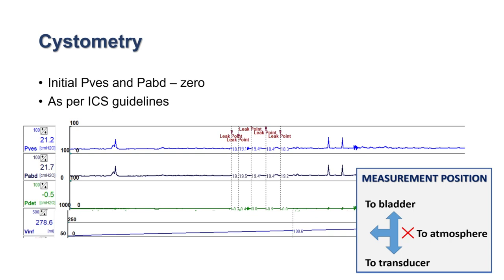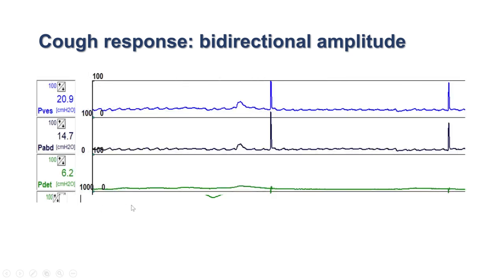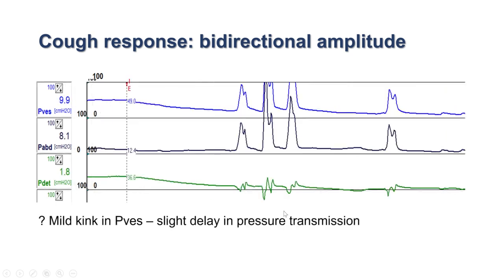Now the cuff response is checked, and ideally there should be either no response in P det while cuffing, or a small, sharp bidirectional movement of up to 5 centimeters of water. Bidirectional movements beyond this in the P det during cuffing, or unidirectional movements, are not acceptable, and we should look for any kinking or any air bubble in one of the channels.